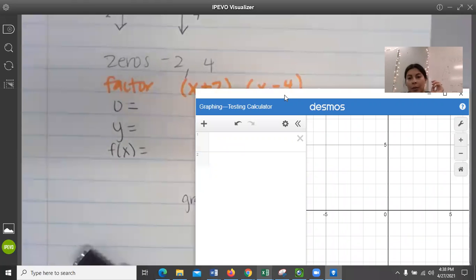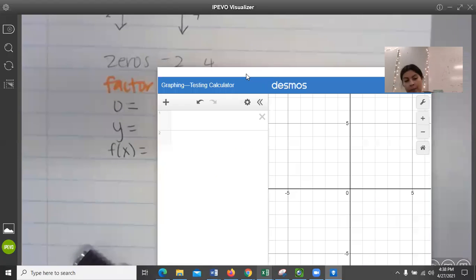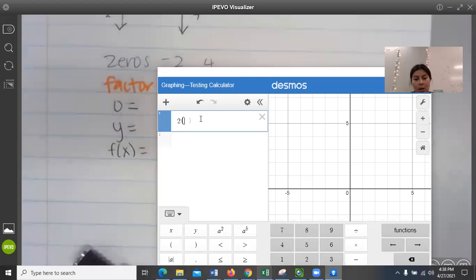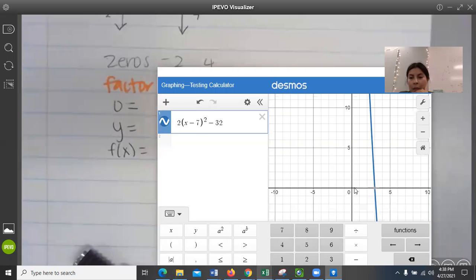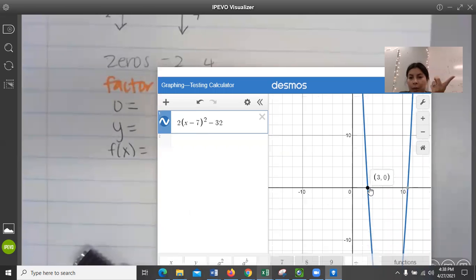Let me move this down so you can see it. Put that into your graphing calculator. So what did you get for the zeros? Let's see if you are correct, if you got the zeros correctly. The only thing about this is you have to put it in exactly as it is on paper. Okay, there's a 0 at 3 and the other 0 is at 11.